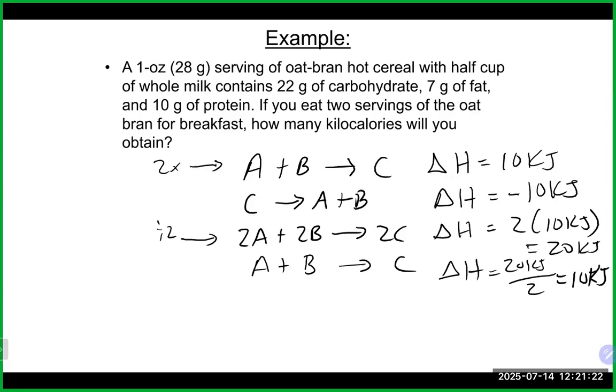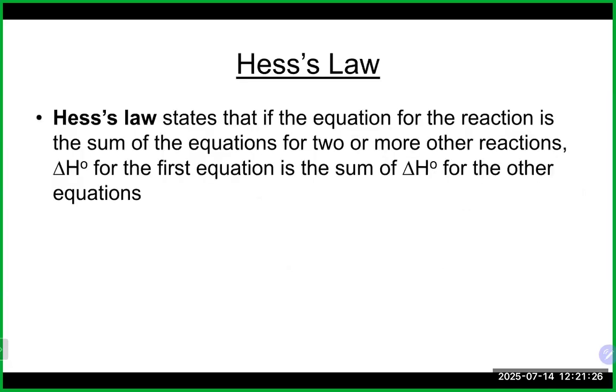Any questions on that? So this is really important for something like Hess's law, which, as I mentioned, is this idea that if you sum up a bunch of individual reactions to get an overall reaction, you basically should just add up all the individual delta H values.